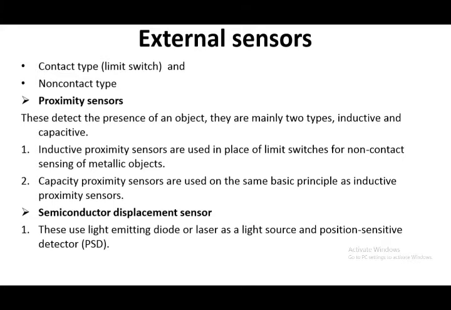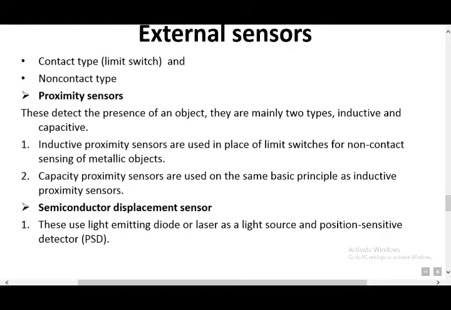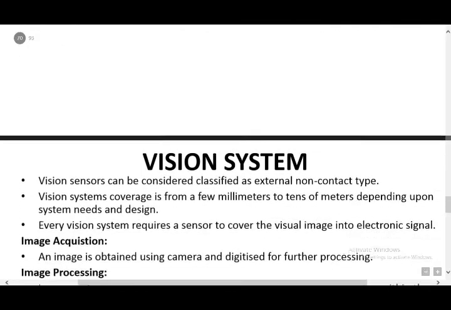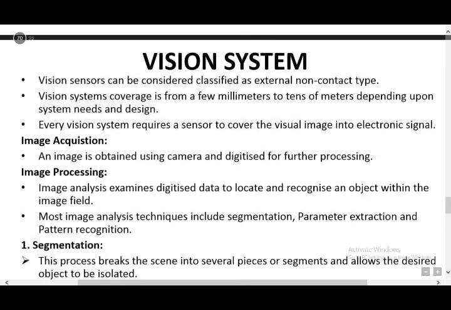Semiconductor displacement sensor: the use of a light diode or laser as a light source with a position sensitive detector, PSD. Next, vision system, that is, the non-contact sensors, as opposed to touch sensors and other sensors.